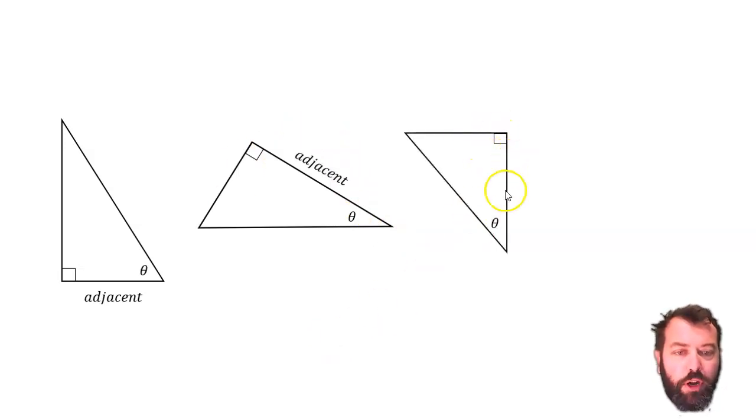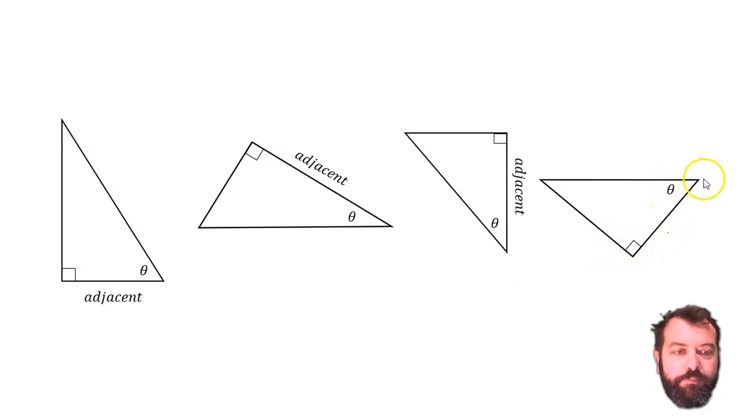Again, right angled triangle, here's my angle, the side that connects the right angle and the labelled angle is the adjacent side. One more, right angled triangle, labelled angle, this one here is the adjacent side. So that's identifying the adjacent side in a right angled triangle, which is important when we're doing trigonometry.